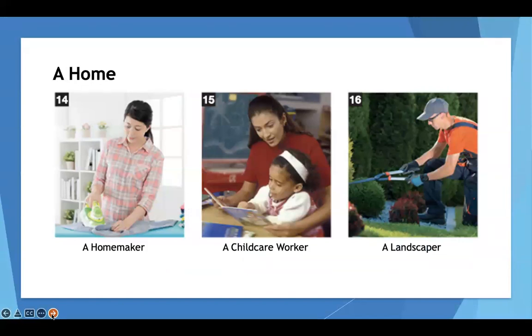All right, now we are showing people that work in a home or just outside of a home. Picture 14 shows a homemaker. Picture 15 shows a child care worker. And picture 16 shows a landscaper. Again, these are people that work at a home. Picture 14 is a homemaker. Picture 15 is a child care worker. And picture 16 is a landscaper.